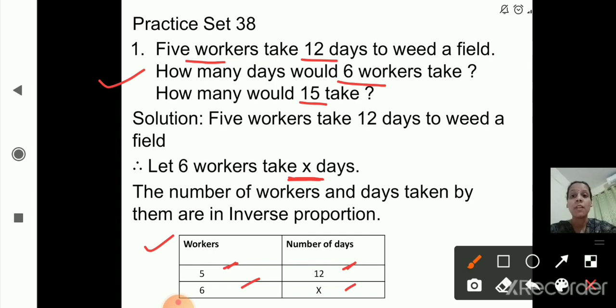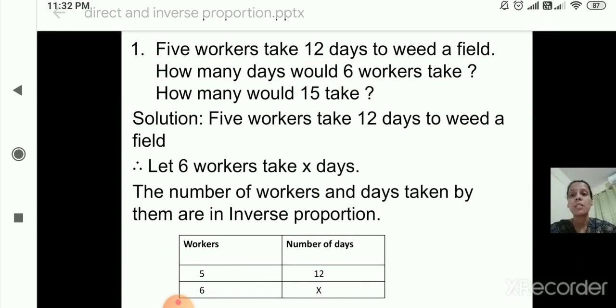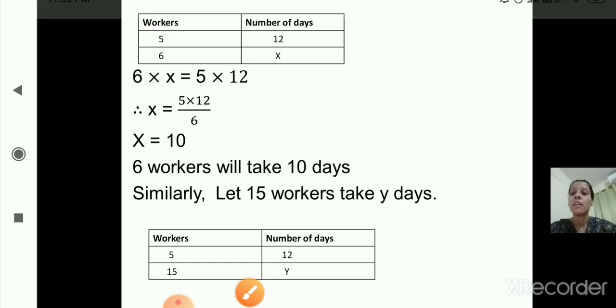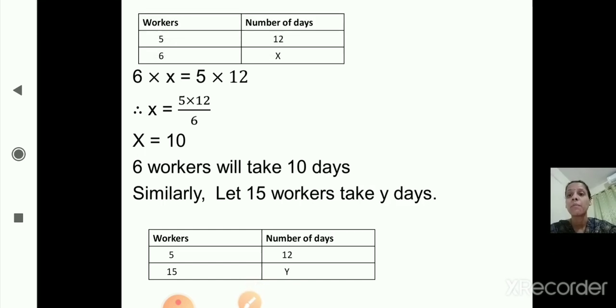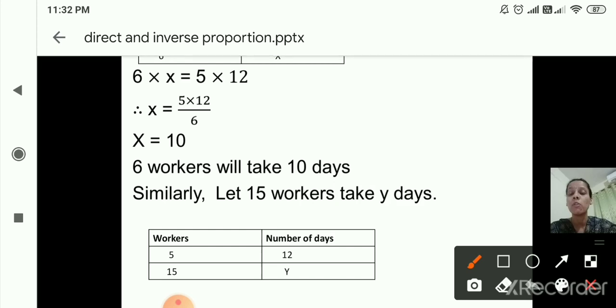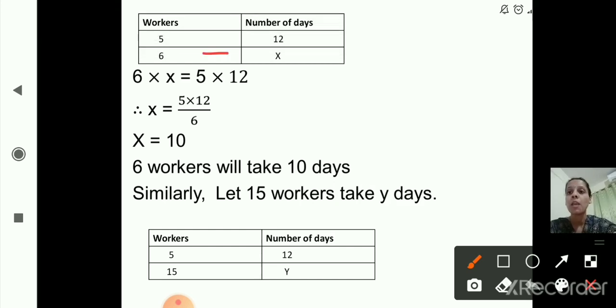So after writing this, you will make one table where you will write down workers and number of days, the quantity which is given. What is given here? Workers and number of days. So 5 workers take 12 days. So 6 workers will take X days, that we consider. Okay. After doing this, the next step is what? See here. Now here you will do multiplication. 6 multiplied by X, 5 multiplied by 12. Okay, so 6 into X is equal to 5 multiplied by 12.